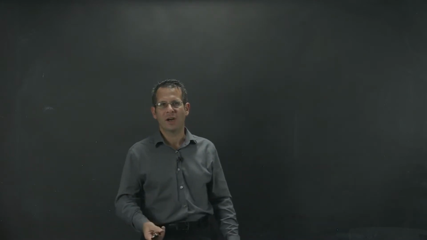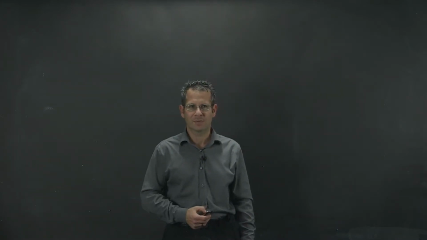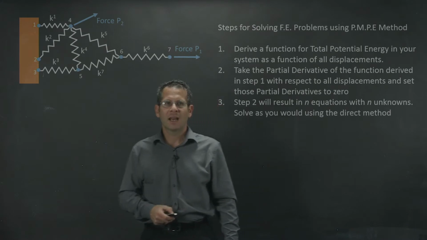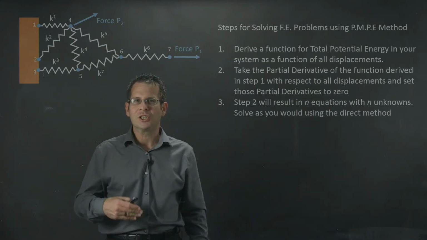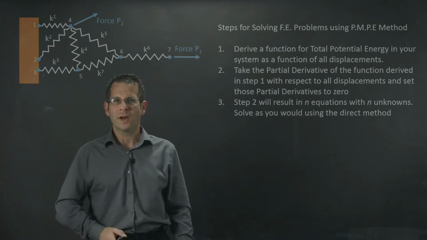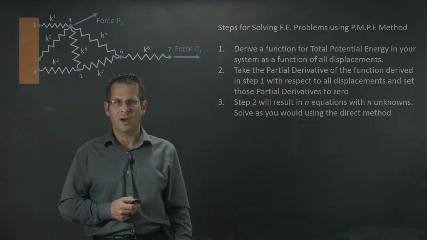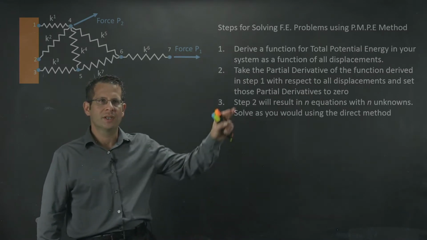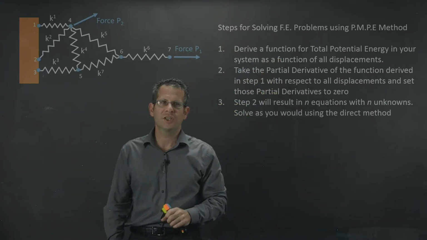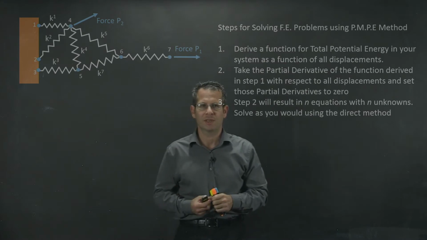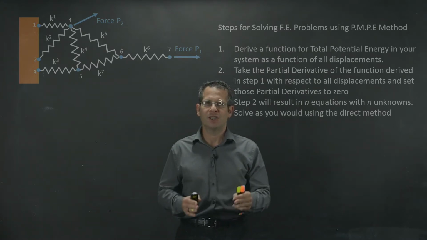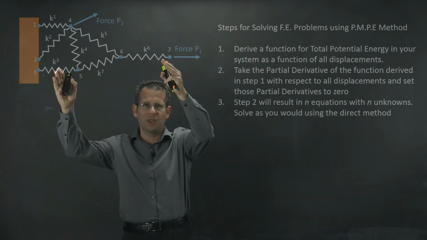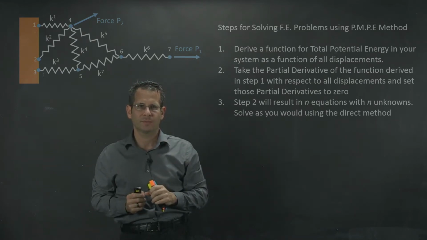I'd like to end lecture number 9 with a few final thoughts of what we've covered in this lecture. First off, let's summarize some of the major steps that we'll use when solving a finite element problem using a method based on the principle of minimum potential energy. The first thing you want to do is find a function for the total potential energy stored in your system as a function of the unknown displacements you're trying to solve for.